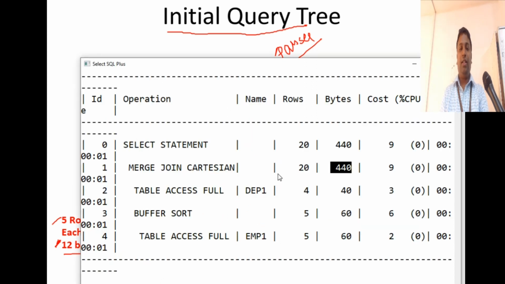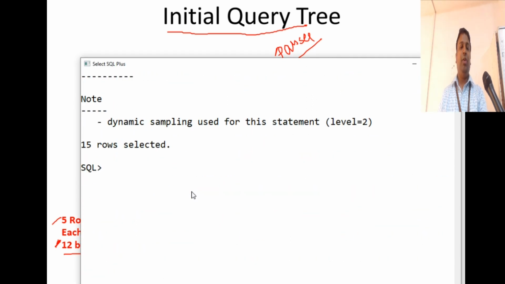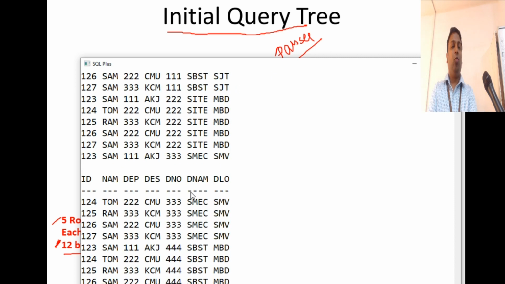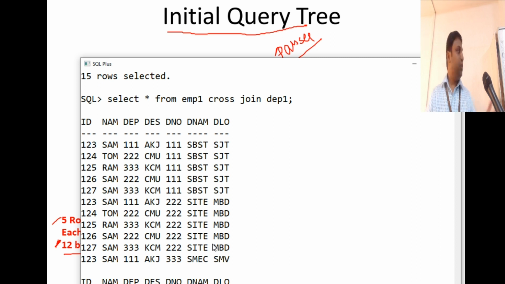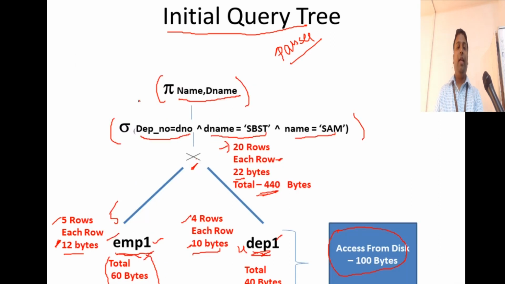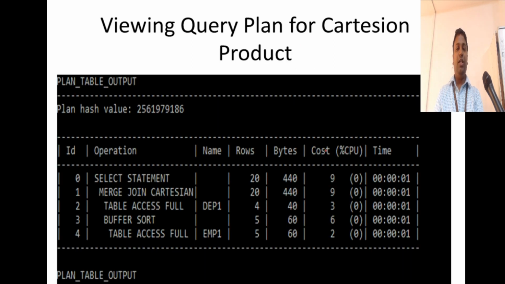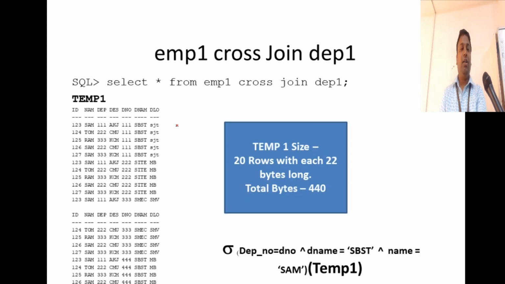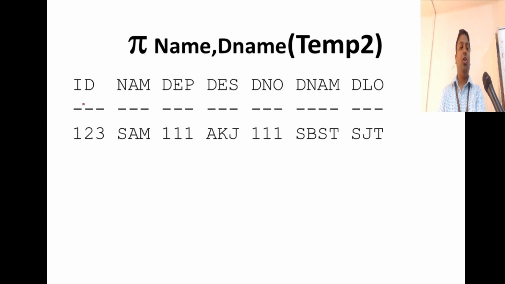Once you get this Cartesian result, what will you get when you run this query? Say I just want to run this query, select star from M1 cross join F1. When I run this Cartesian product, what am I going to get? I am going to get 20 rows of data like this. On this, what should I do? I should apply these conditions and see. When you apply those conditions on this Cartesian result you are generating, you are going to get a table like this.